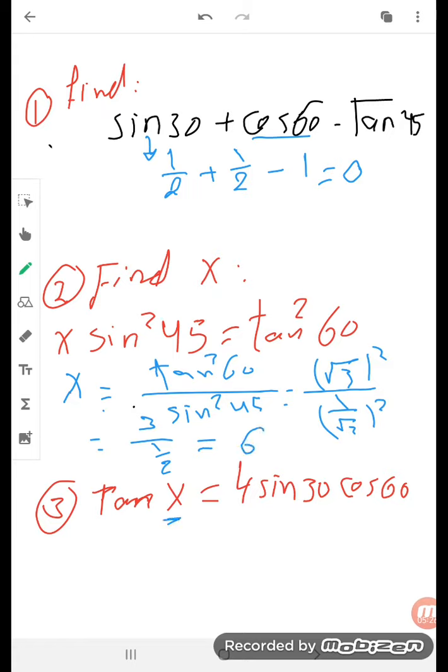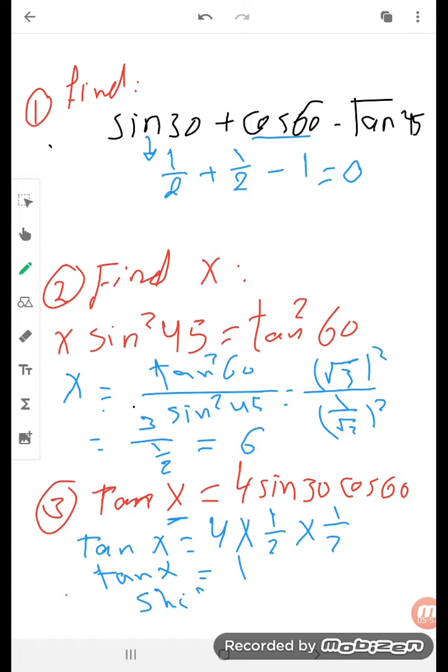Last one, find the value of x. If tan x equals 4 sine 30 cosine 60, we can write tan x equals 4 multiplied by sine 30, 1 over 2, multiplied by cosine 60, 1 over 2, equals 4 times 1 over 2 times 1 over 2 equals 1. So tan x equals 1. We can find x because we know that tan 45 equals 1, or we can use the calculator, shift tan 1 equals 45 degrees.